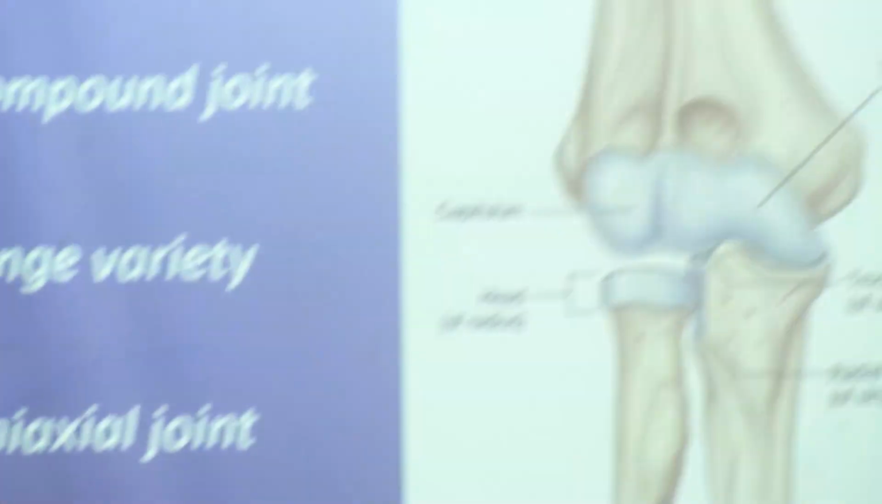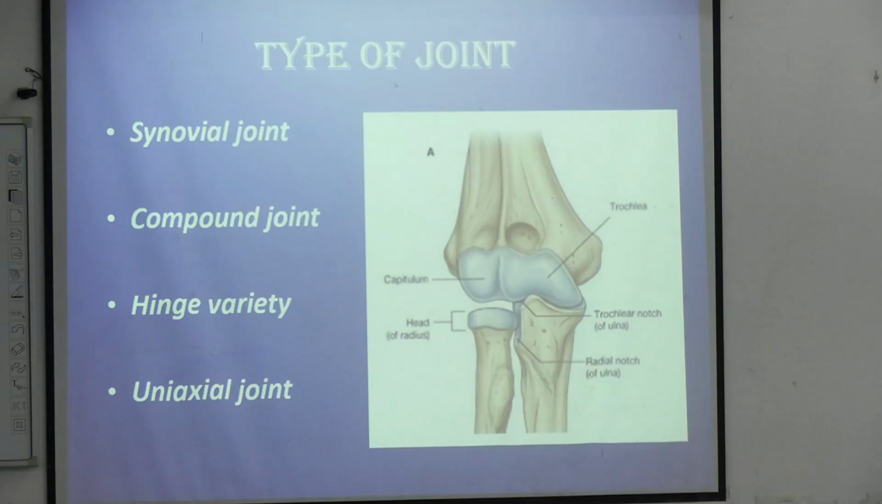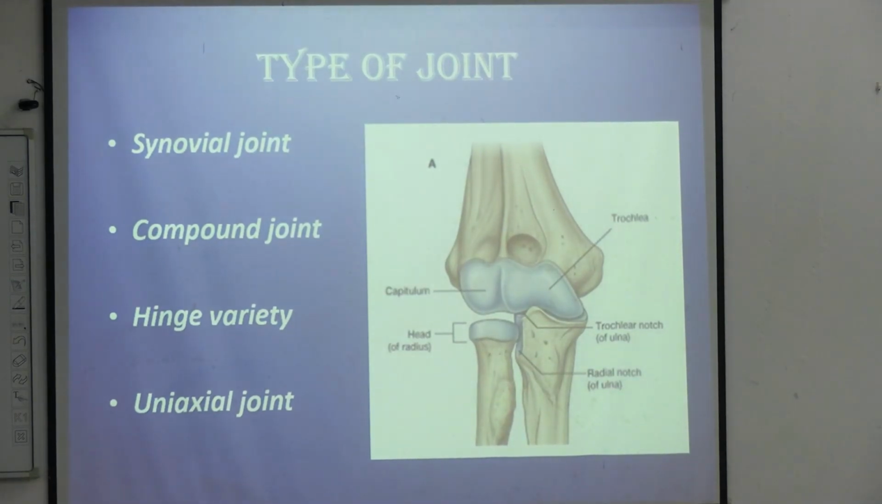So with this brief introduction, now the type of joint, it is a synovial joint. Okay. Now it is a compound joint, hinge variety, uniaxial joint. When you read the general anatomy of joints, you will get all this descriptive. So once I repeat, it's a synovial joint, it's a compound joint, hinge variety, uniaxial.